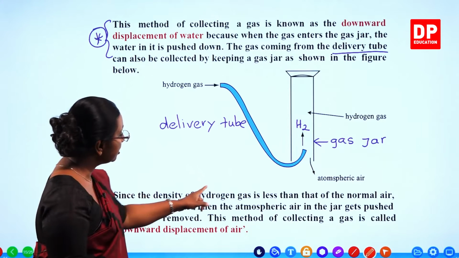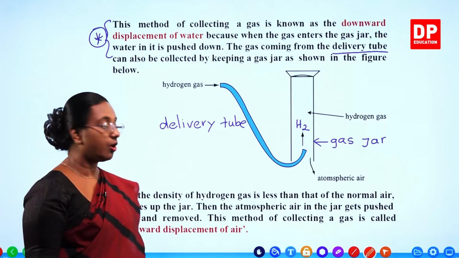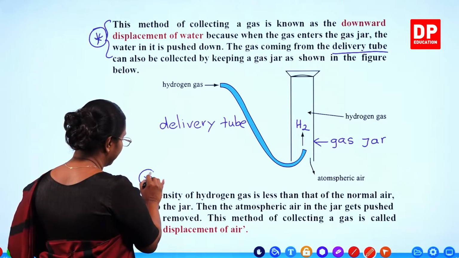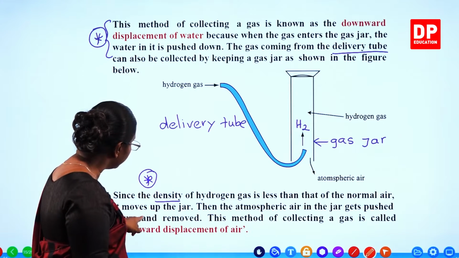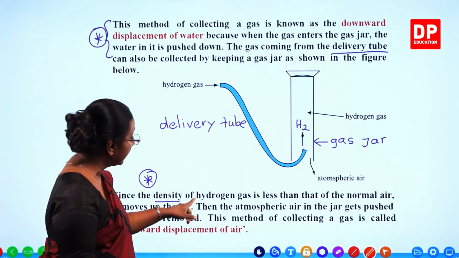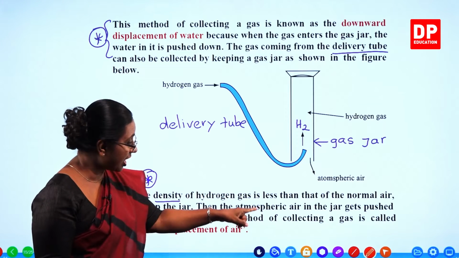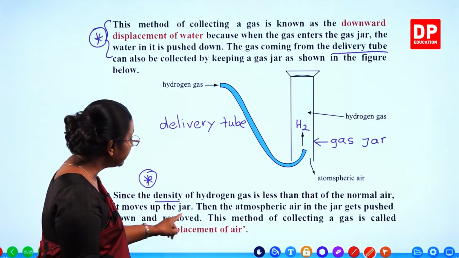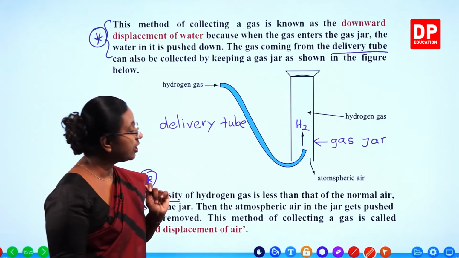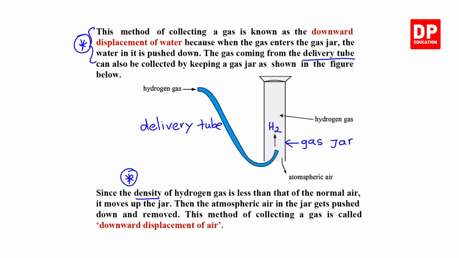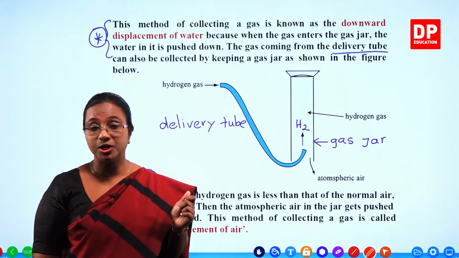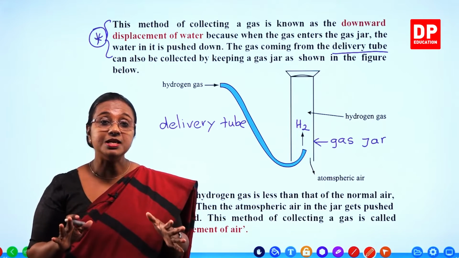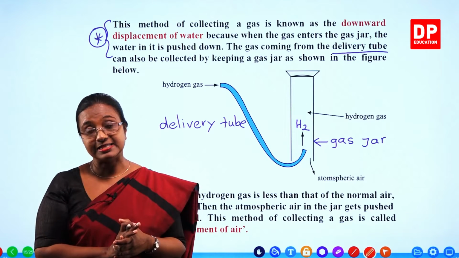Since the density of hydrogen gas is less than that of normal air, as we have discussed before, it moves up the jar. Then the atmospheric air in the jar gets pushed down and removed. This method of collecting a gas is called downward displacement of air. So two methods: downward displacement of water, downward displacement of air. Both methods can be used to collect hydrogen gas in the laboratory.